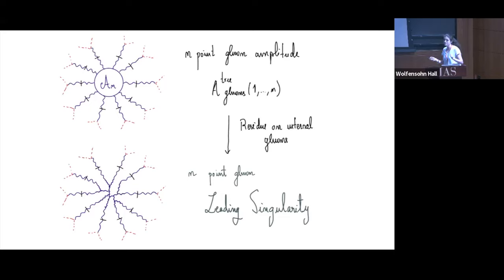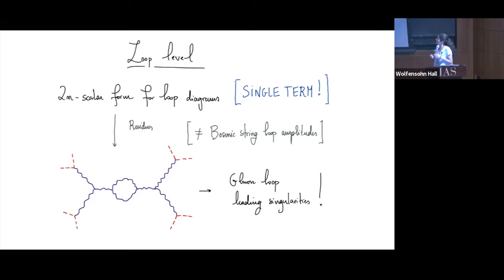Okay, so now I'm just going to quickly go through the idea that goes into generalizing this to loop level. The main thing is we take this 2n scalar form that we got at tree level and think of this as the fundamental object that we're using to extract leading singularities, and ask, how do we generalize this to loop level? There are some subtleties, but still you can generalize it to something that's almost as simple as in the tree level case, still just one term.